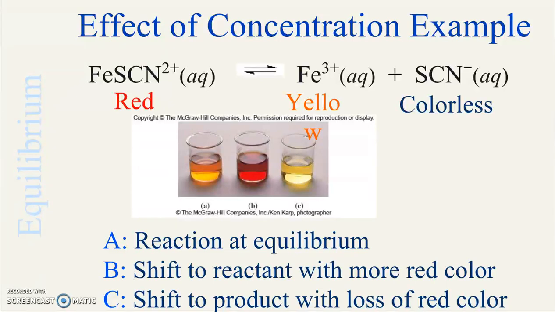You can make predictions by just looking at the color changes, or just thinking about it: if I add more product, it's going to go back to reactant. Well, that's going to make it red. If I add more reactant, that's going to push it to product. That's going to make it turn yellow.